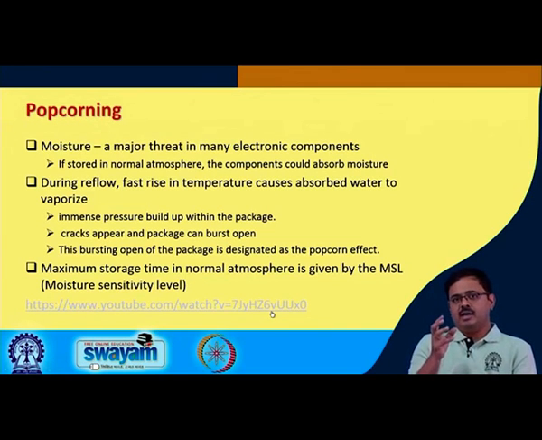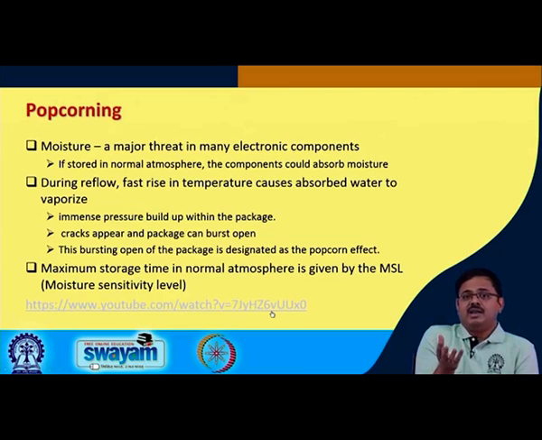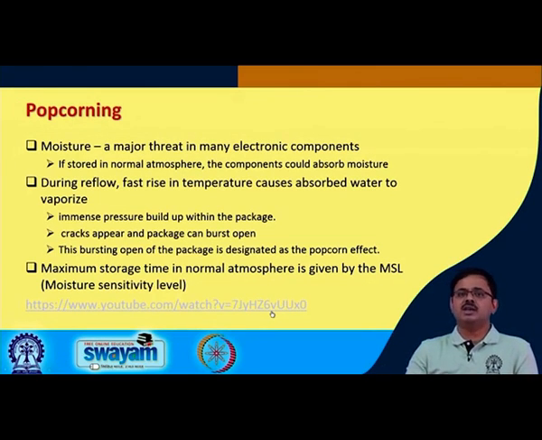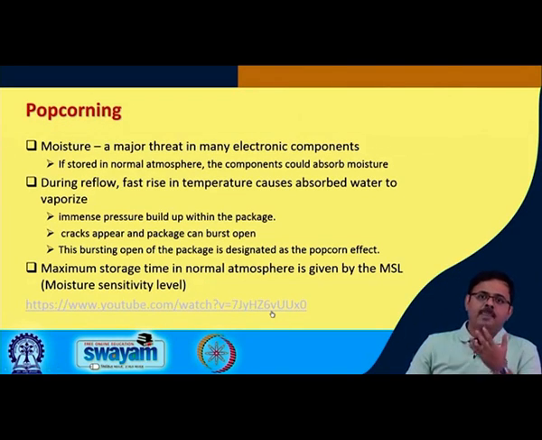Every material actually absorbs moisture. We cannot do anything about it, especially plastics, which absorb more moisture, while ceramics absorb less moisture. That is where hermetic sealing comes into the picture, but it is also more expensive. So, mostly for consumer electronics, these components will absorb moisture under certain atmospheric conditions. Moisture is a major threat. Let us say I have some components even at the manufacturing stage, stored in normal atmosphere. They could absorb moisture.